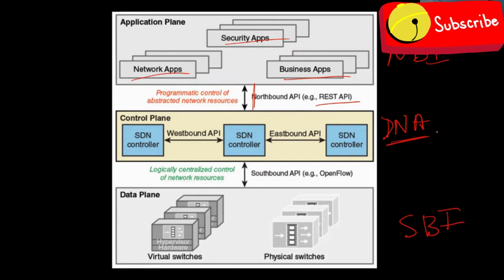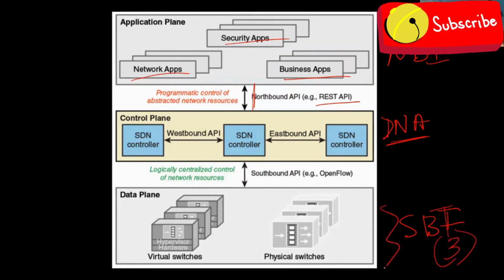Then our DNA is going to talk to our data plane, our southbound interface. It has our three things. Don't forget the three things down here. And through the southbound API, it will use something, and they gave us an example like OpenFlow. OpenFlow is kind of like a special type of, I'm going to say, an application.